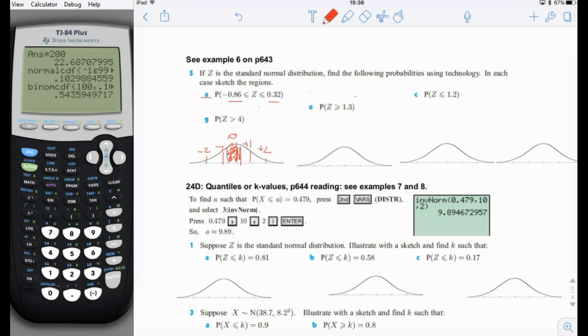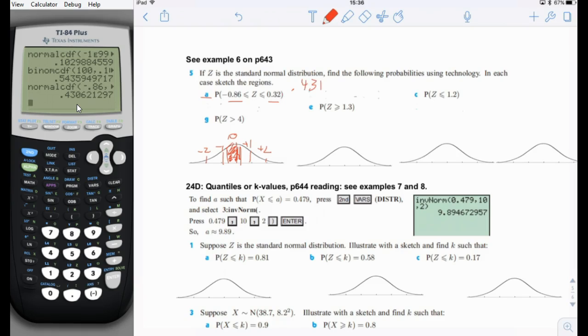And then when you put it in the calculator, second distribution, normal CDF, you don't even need to put in a new mu and sigma. You just put in 0 and 1, which is automatically put in. So I'm just going to put -0.86, and for upper, I'm going to put 0.32. Paste. And I get 0.431.